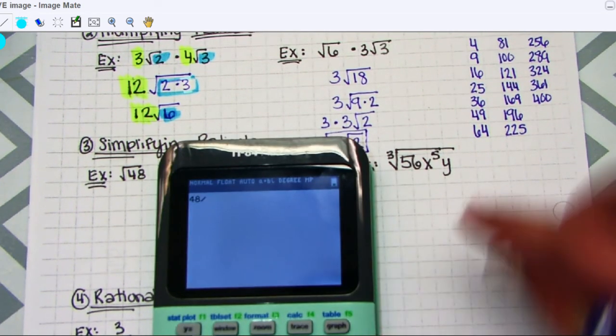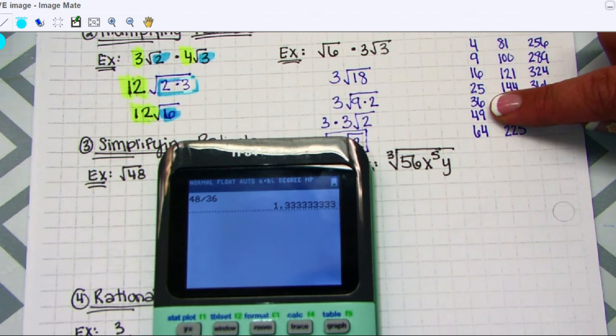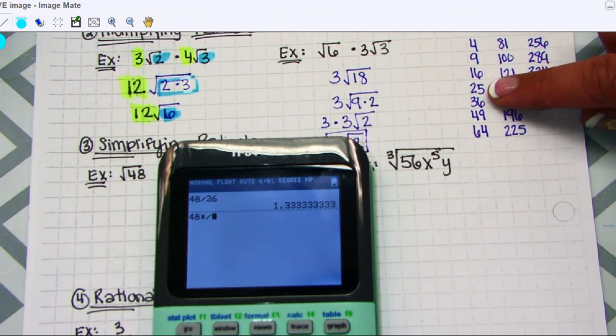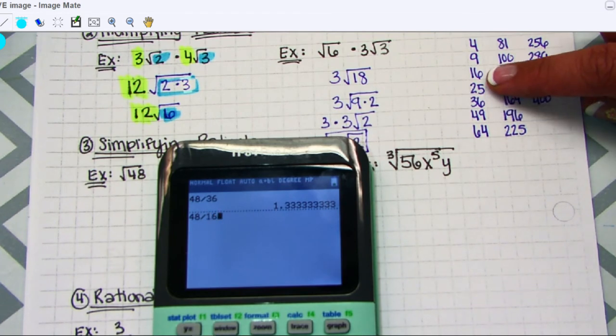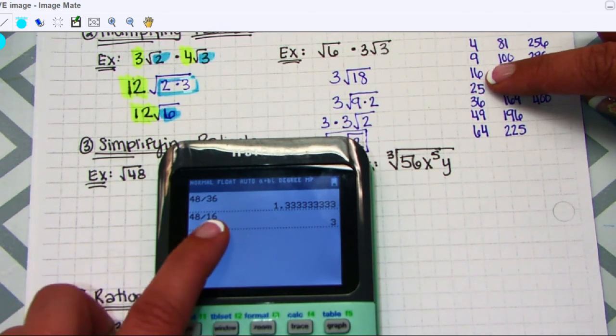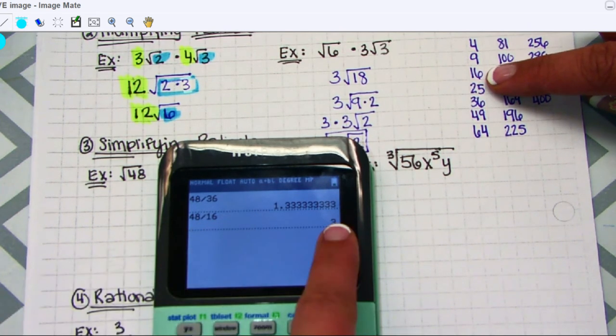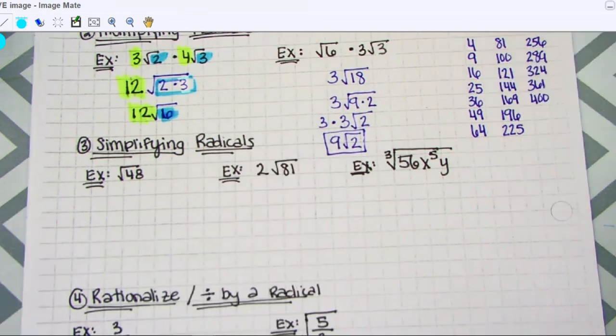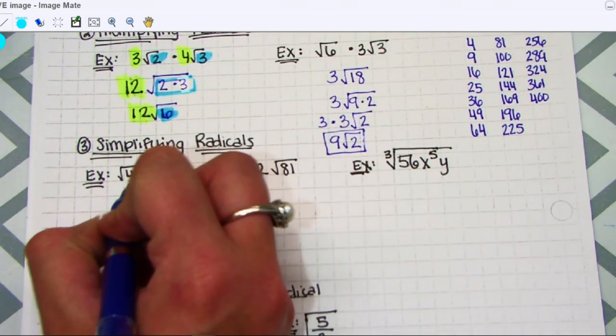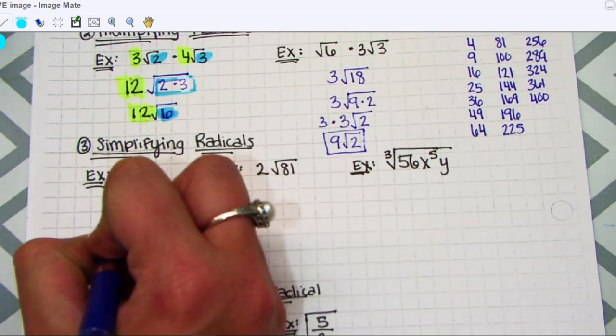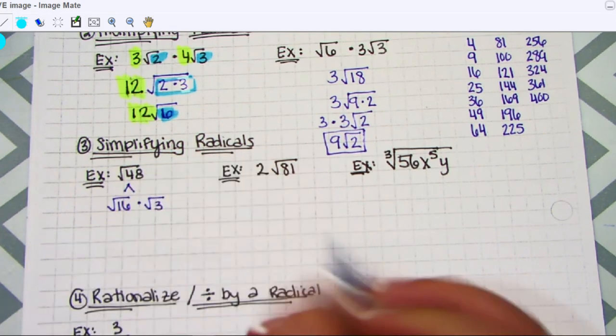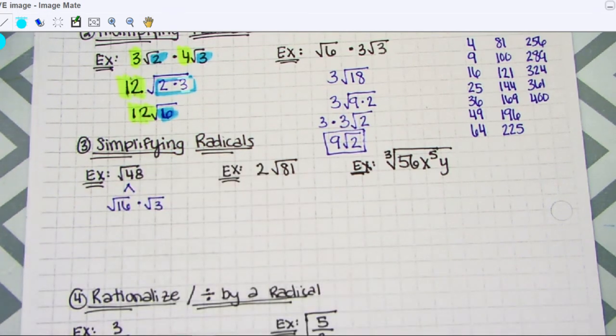So 36, that's a decimal. Okay, and then I'm jumping down. Obviously 25 is not going to go into that because it doesn't end in a 5 or 0. So I can skip it. 16, I get 3. So the 16 is what I square root. The 3 stays underneath. So this breaks up into the square root of 16 times the square root of 3. We're basically unsimplifying.